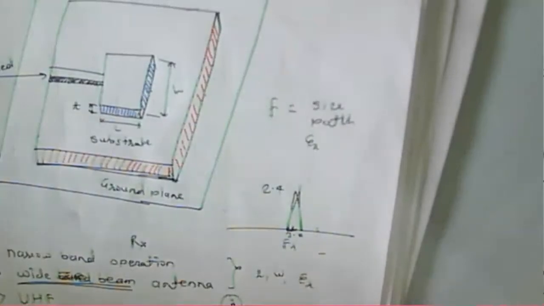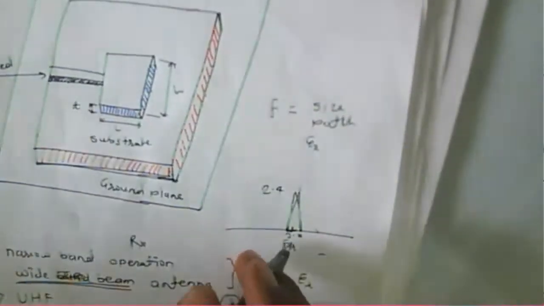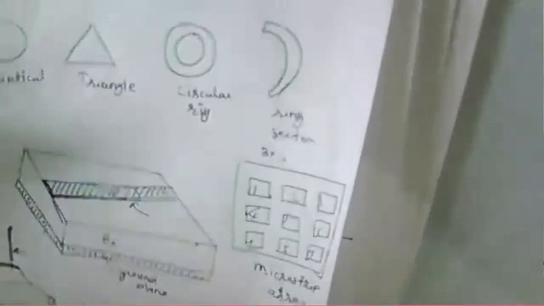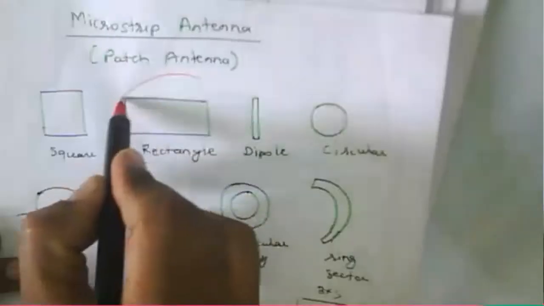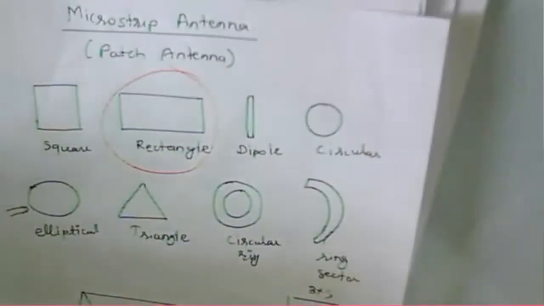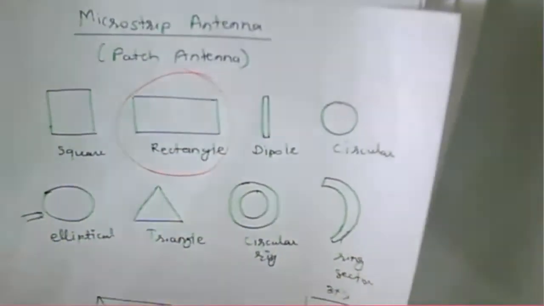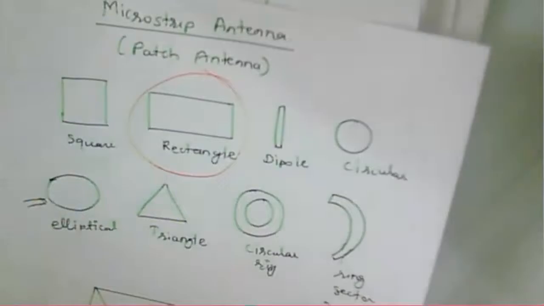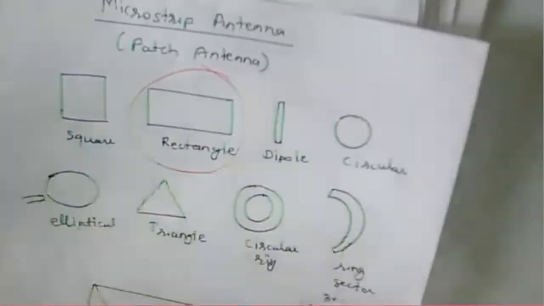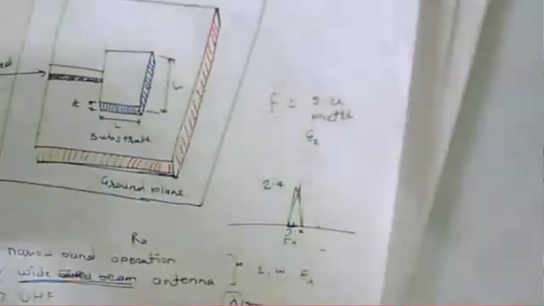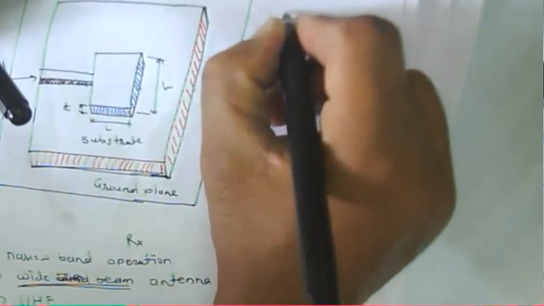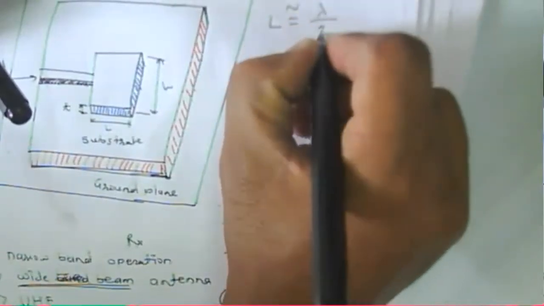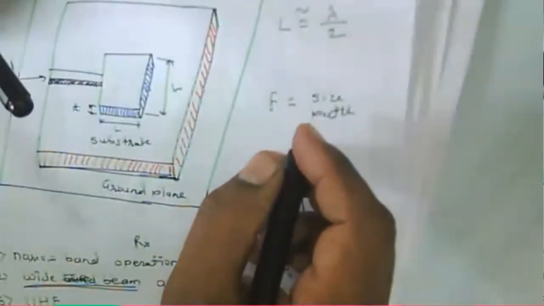In most applications, a rectangular shape is used instead of other shapes. That is because the length of this microstrip antenna is approximately equal to one half of the wavelength. Whatever the length is, the length of that antenna is approximately half of the wavelength. That's why a rectangular shape is used.